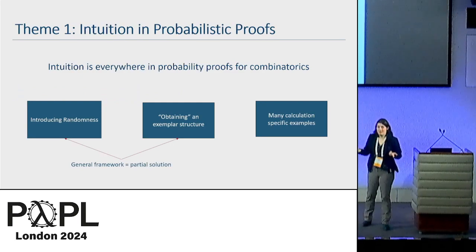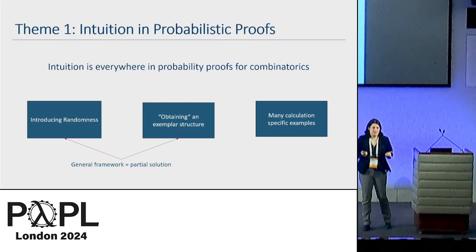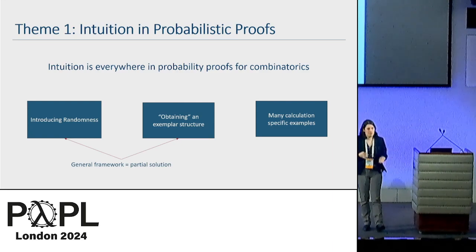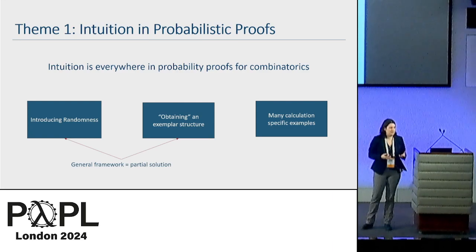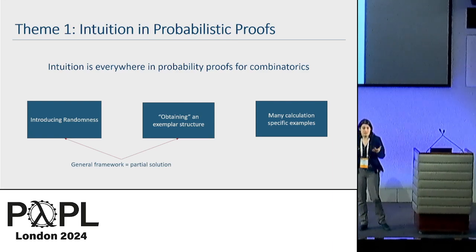Cool, so I want to finish off with a few key insights. The main one is intuition. And intuition, as I said, in probability happens in a number of different ways, which is quite interesting and a little different to what I've seen elsewhere. The first one being introducing intuition and randomness.